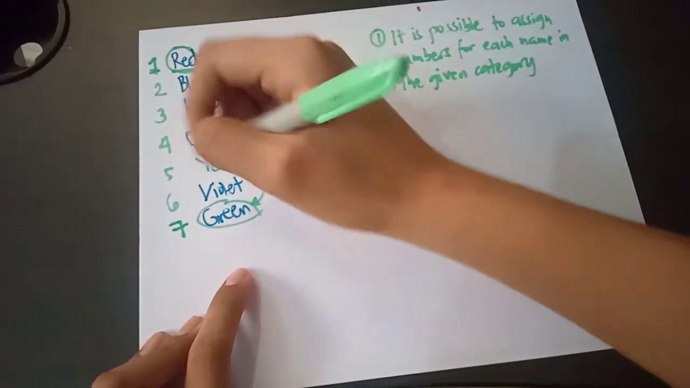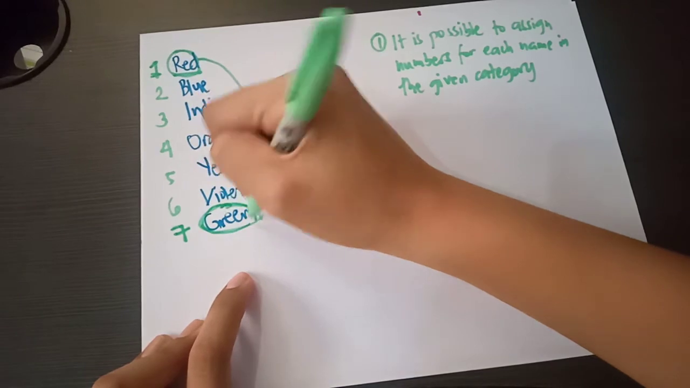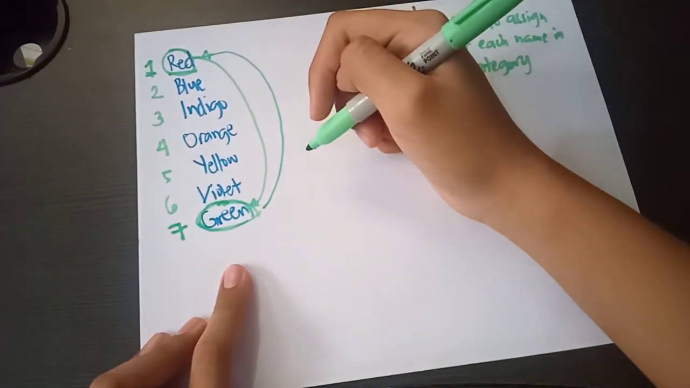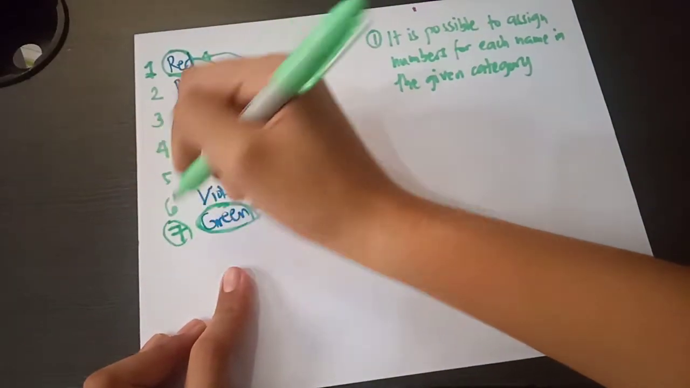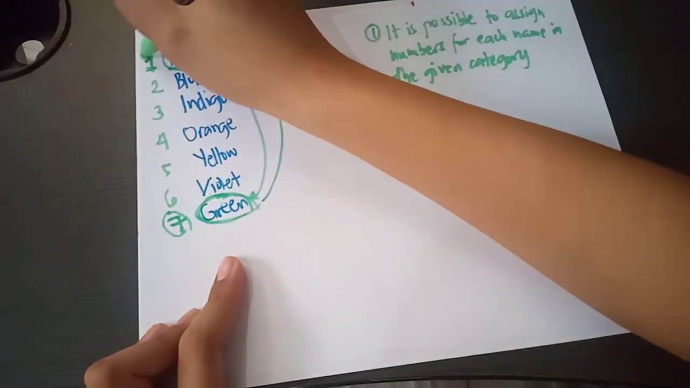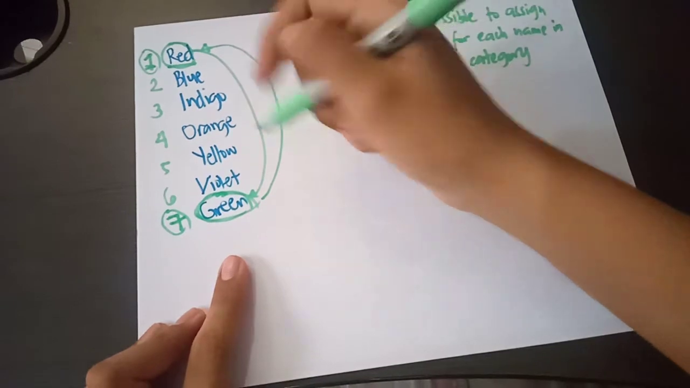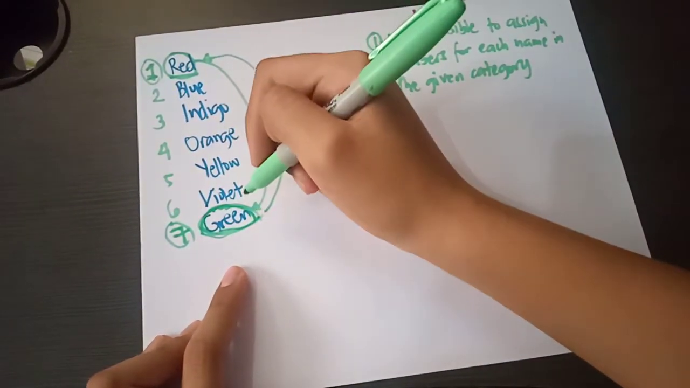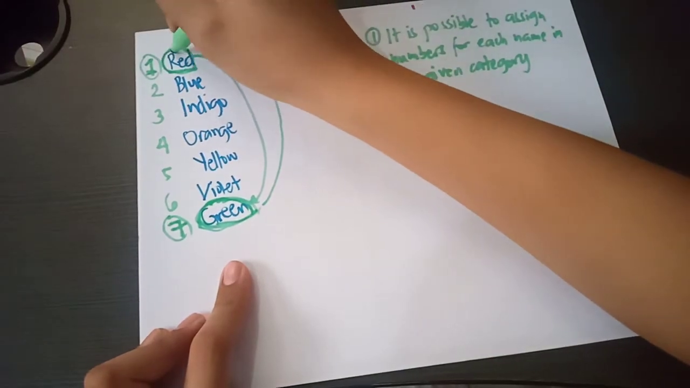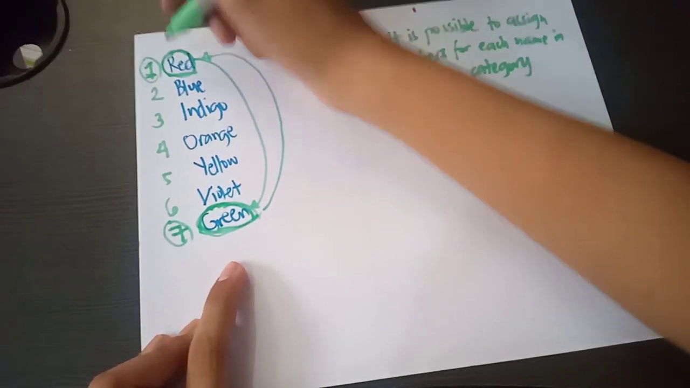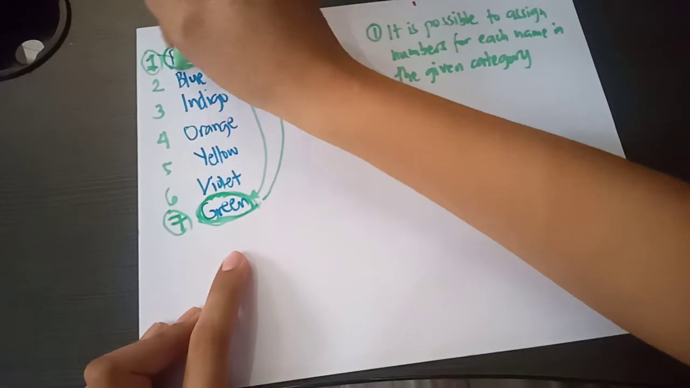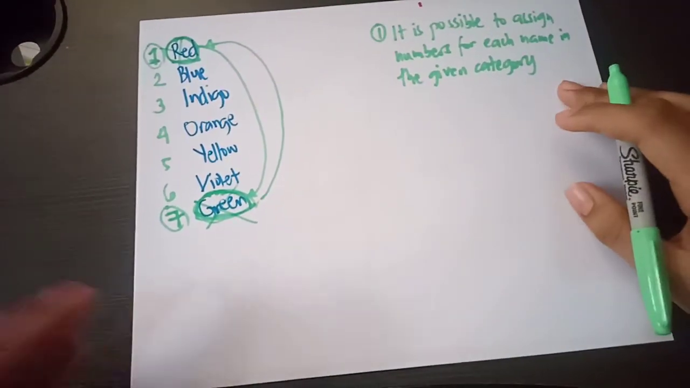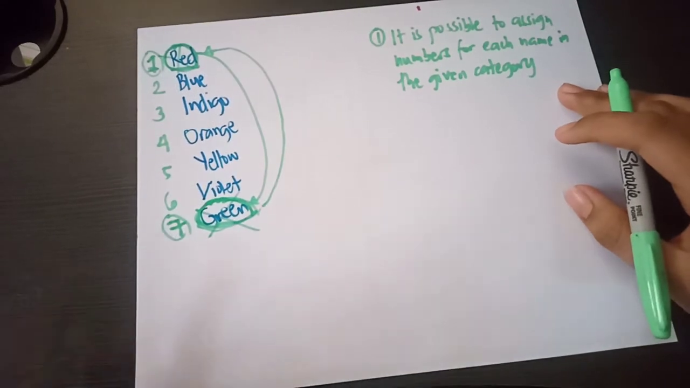Or can we say that green is much superior than the color red? Because the number 7 is much higher than the number 1. So can we say that the green color is more beautiful and the red color is the worst color? Obviously, no, we cannot infer that, because there is no such thing as the worst color or the most beautiful color.